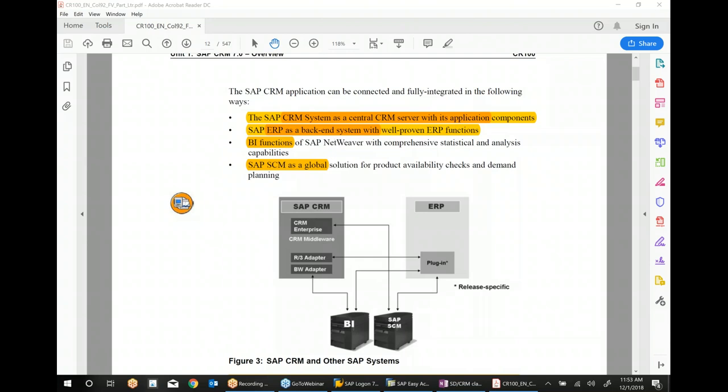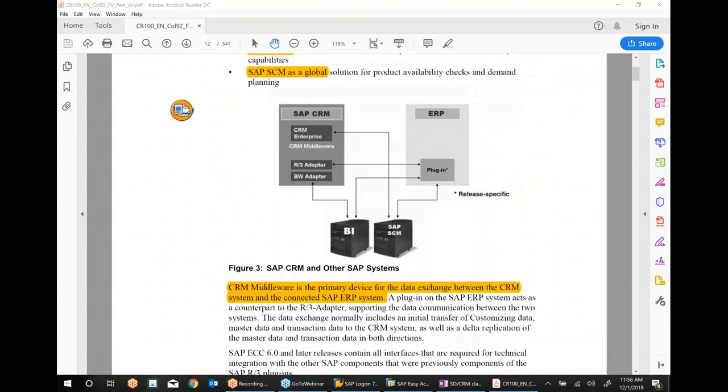So when we learn SD, we're talking about ERP as a backend system. Okay, so this is SAP CRM. And in SAP CRM, we can have a CRM enterprise.